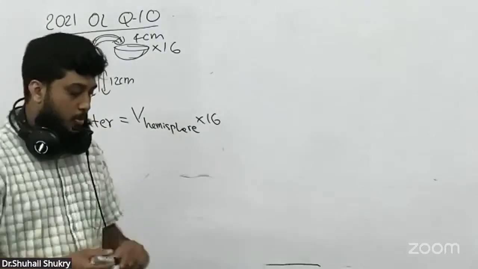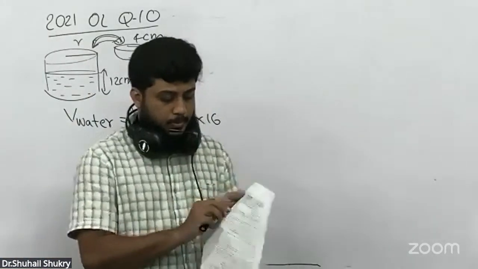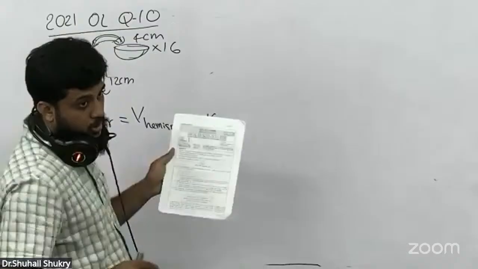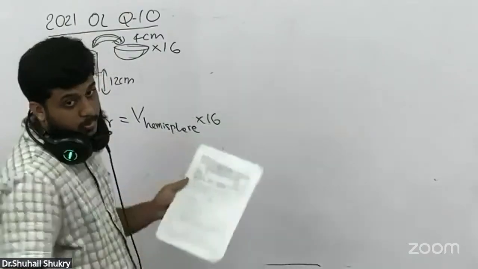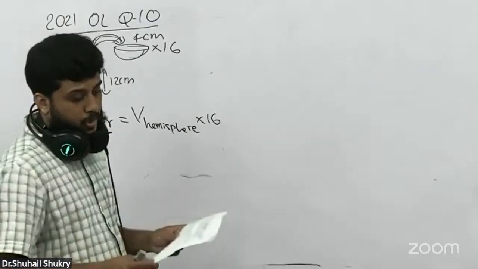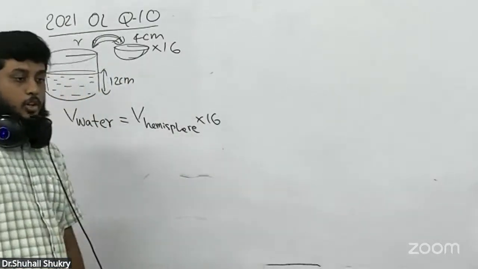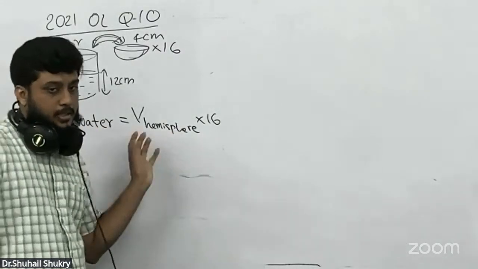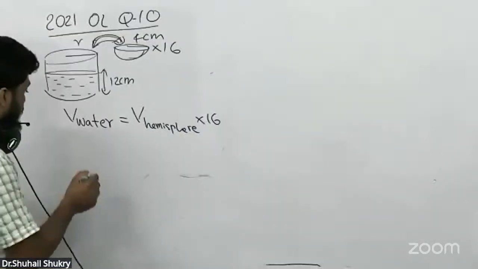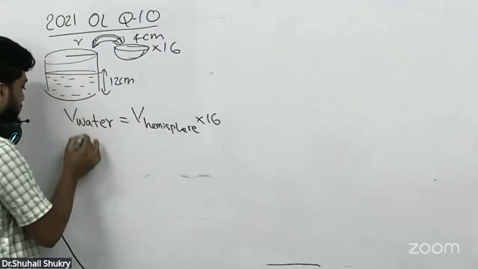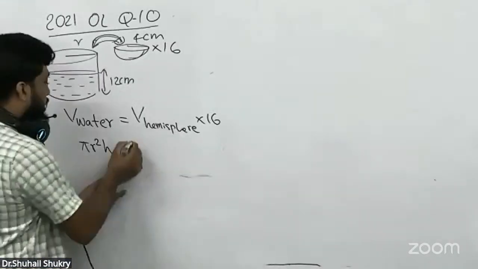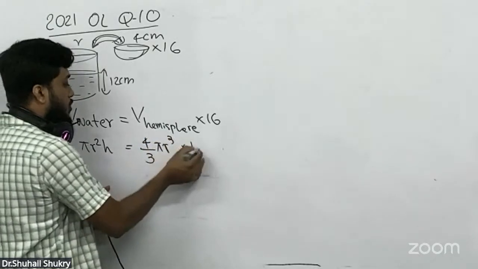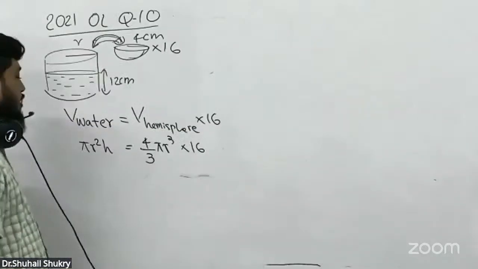Normally they give the formulas in the first page of the paper. When you take your question paper, on the first page they give the formulas here. See, for the right circular cylinder, they have given pi r squared h. For the sphere, they have given 4 over 3 pi r cube. Every time they give it on the first page, so that is very easy. Now, for the water's volume, the water is also in a cylindrical shape, so I have to write pi r squared h. For the hemisphere, I should write 4 over 3 pi r cube into 16.